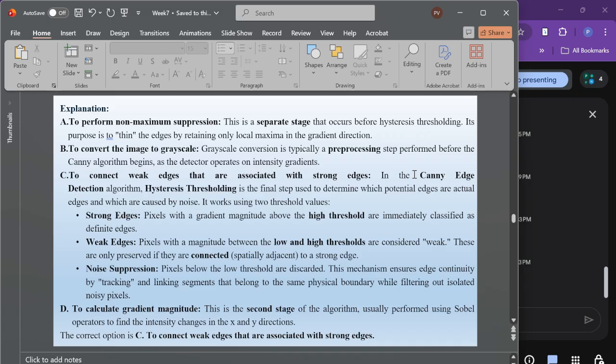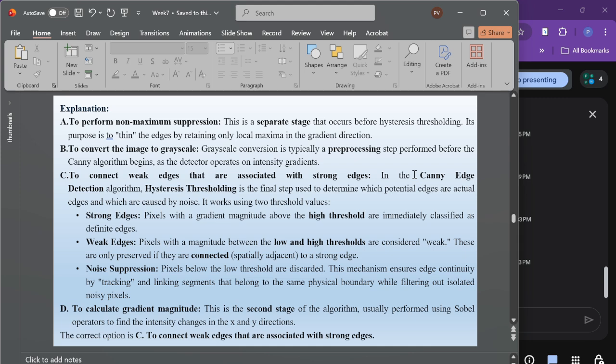Option A is to perform non-maximum suppression. This is a separate stage that occurs before hysteresis thresholding. Its purpose is to thin the edges by retaining only local maxima in the gradient direction. Option B is to convert the image into grayscale. Grayscale conversion is typically a pre-processing step performed before the Canny algorithm begins. Canny, as a detector, operates on the intensity gradients, not on converting the image to grayscale.